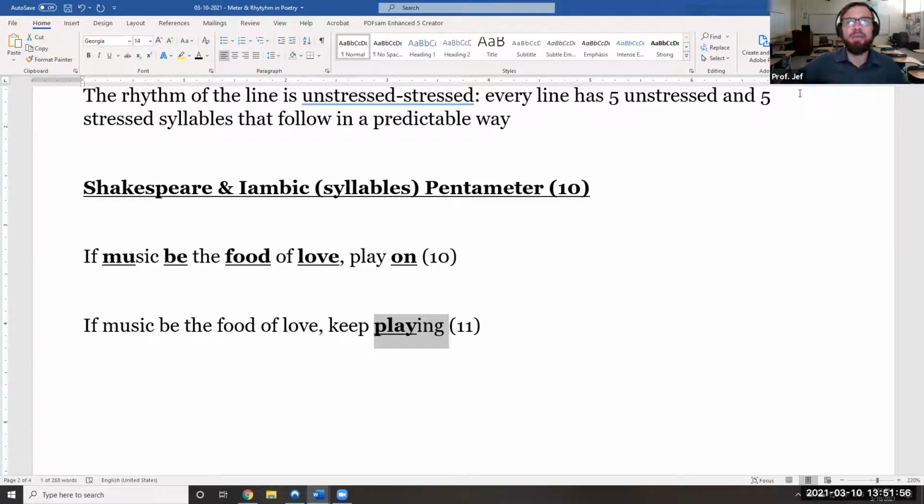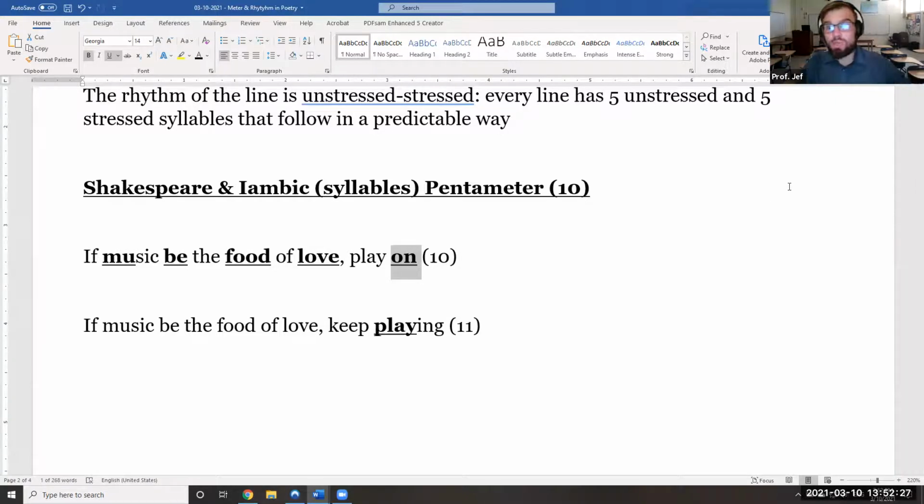Words by themselves have stressed and unstressed syllables, right? When the poet is thinking about creating rhythm in a line, the poet is thinking about where to put the word based on where the stressed syllables in that word happen in the line, right? So instead of "if music be the food of love, play on," the line ends with a stressed syllable. "If music be the food of love, keep playing." And now the line ends with an unstressed syllable.